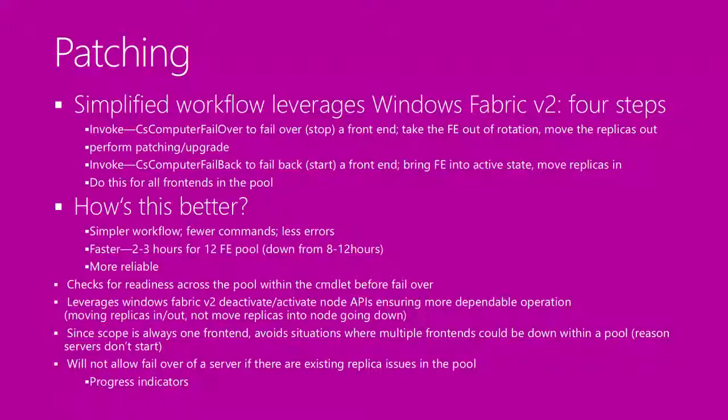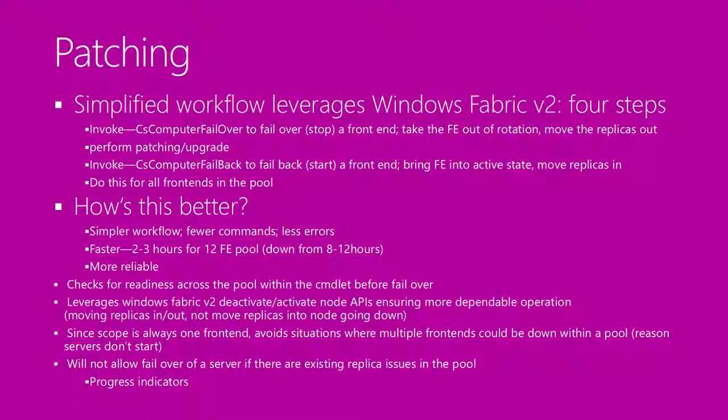A whole bunch of automation at the back end takes care of looking at, hey, are there any issues in the pool right now? If there are any existing replica issues, it won't let you do stuff. So if you've got 3 servers in your pool and 2 of them are already down and you went to patch the other one, there's some real intelligence there that drives that. It makes it very, very simple.